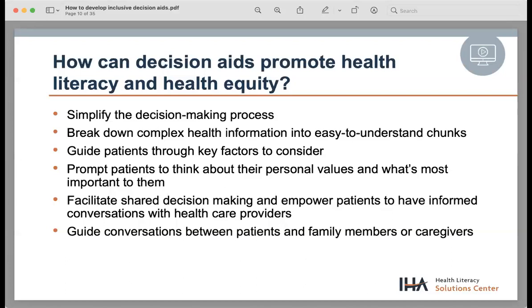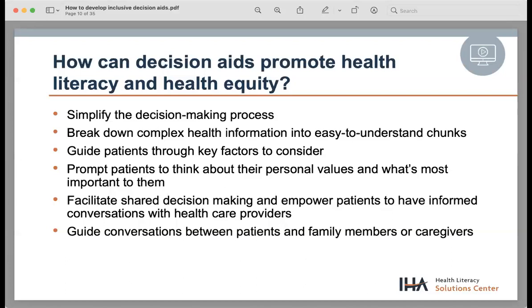And as we just walked through on the previous slide, they prompt people to think about their personal values and what's most important to them. So it's not just the factual information about how this particular treatment option can help people with a specific health condition.